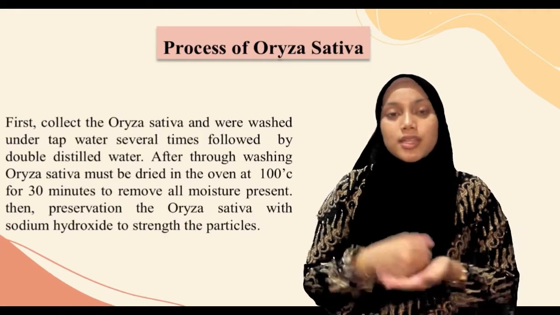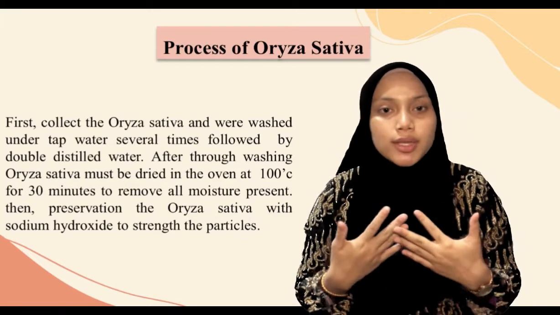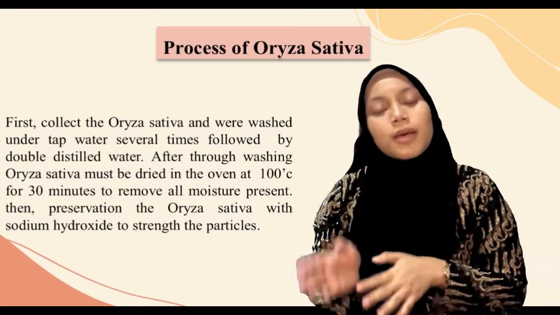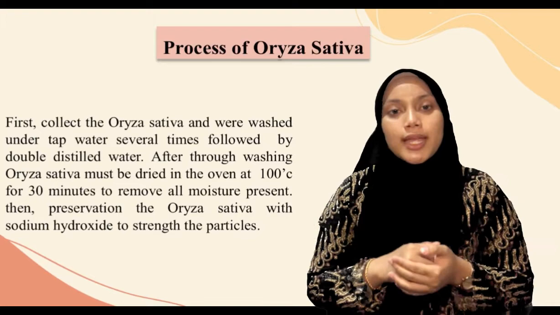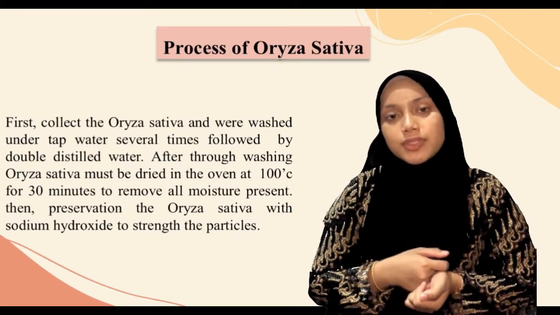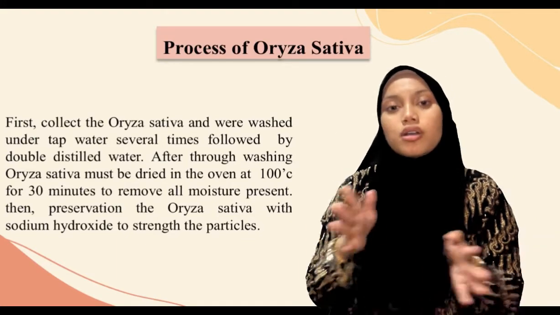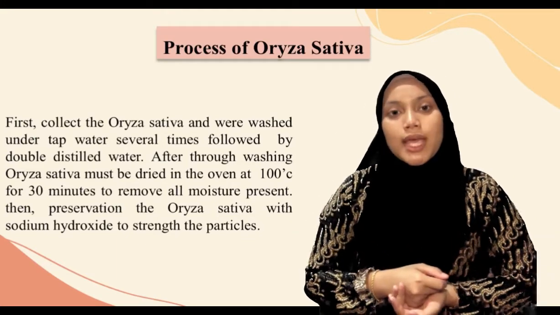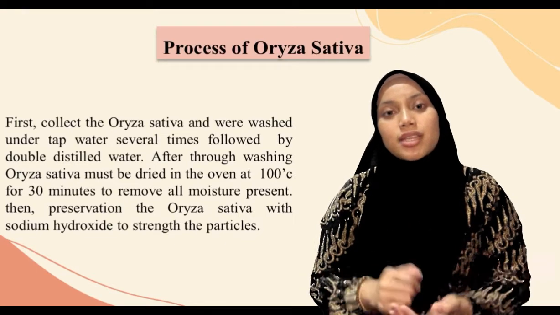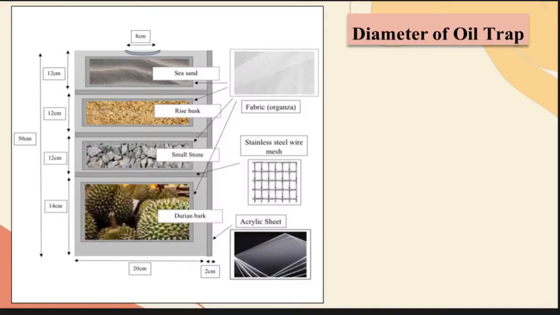Process of Oryza sativa. First, collect the Oryza sativa and wash it under tap water several times, followed by double distilled water. After thorough washing, the Oryza sativa must be dried in the oven at 100 Celsius for 30 minutes to remove all moisture present. Then, preserve the Oryza sativa with sodium hydroxide to strengthen the particles.